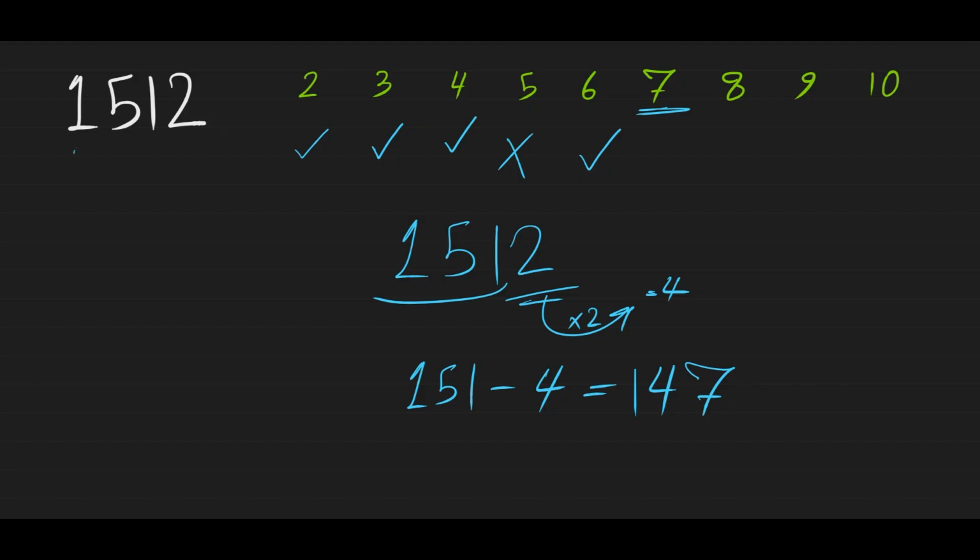But here's the interesting part. I don't actually know if 147 is divisible by 7, because in order to figure that out, I need to do a long division. So, we can do the pattern again. The last digit is 7. We multiply the last digit by 2. 7 times 2 will be equal to 14. And the rest of our number is 14. 14 minus 14 will be equal to 0. And since we ended up with 0, that also means that 1512 is divisible by 7.